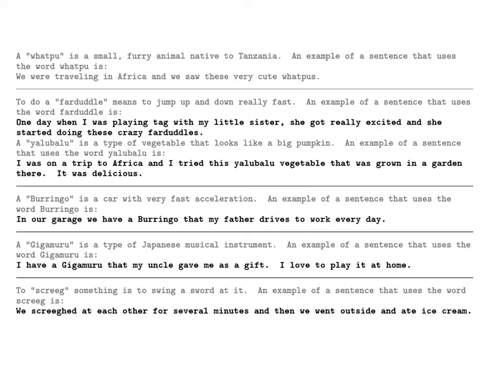Farduddle means to jump up and down really fast. It went and found a sentence that makes sense where somebody might jump up and down really fast, and it slotted in the new word. A yalubalu is a type of vegetable that looks like a big pumpkin. An example of a sentence that uses the word yalubalu is, "I was on a trip to Africa and I tried this yalubalu vegetable that was grown in a garden there. It was delicious." Didn't really get at the pumpkinishness of it, but it still figured out that, oh yeah, pumpkins grow in gardens. People grow their pumpkins in gardens.